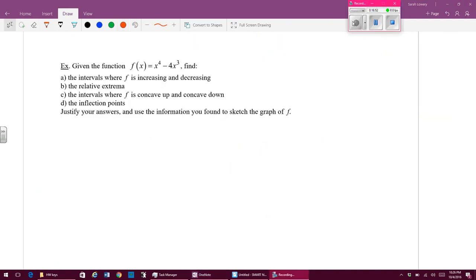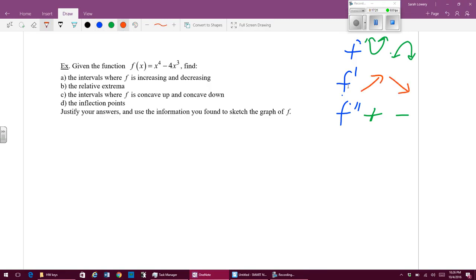Skipping on to the next example, I'm given a function, and I now need to be able to tell a bunch of stuff about it. Over to the side, I want you to press pause on the video, and I want you to take a minute, and I want you to write your f prime, f double prime fun chart. So positive, negative, concave up, concave down. That means that f prime is going to be increasing and decreasing. If f prime is positive or negative, then f is increasing or decreasing. So there's my relationships.